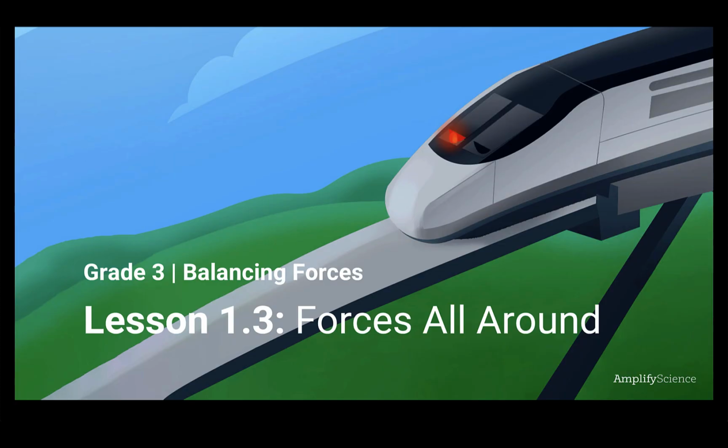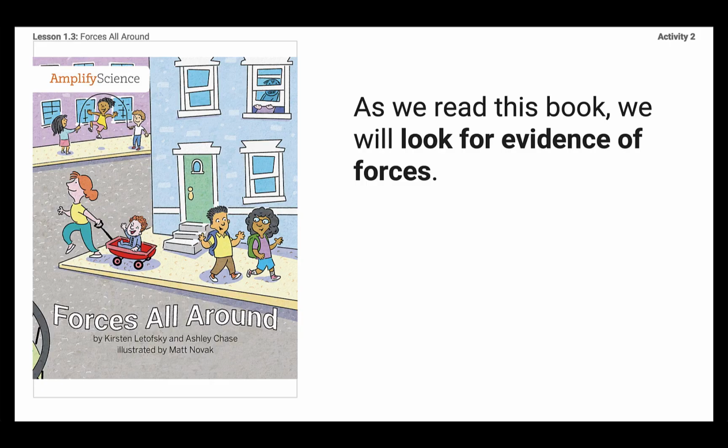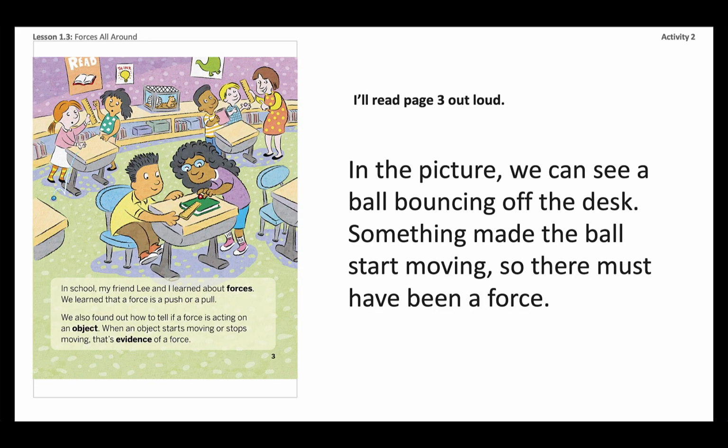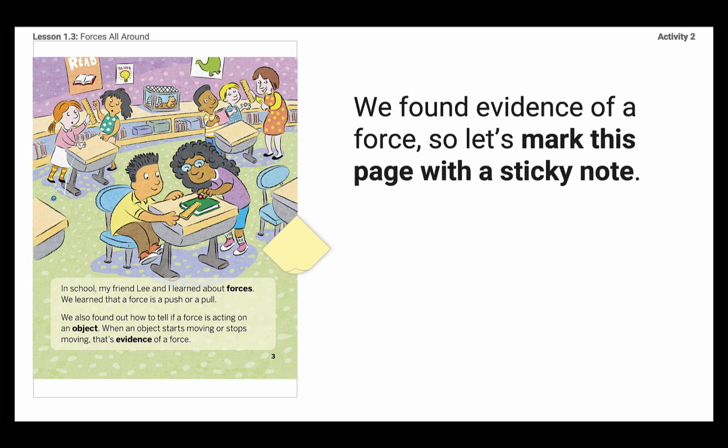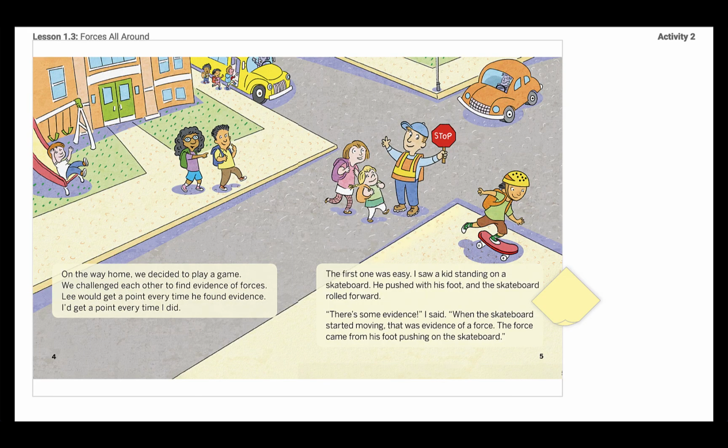Now, when we enter the next lesson, this is a literacy-driven lesson called Forces All Around, which is the title of the book. So students will have the copy of the book with their partner, and we're going to look for evidence of forces. The teacher will read the first page and explain that also the visuals are very important. We can find evidence from the pictures as well as from what we read, and we're going to mark the page with a sticky note, because then we're going to transfer that information into our student investigation notebooks.